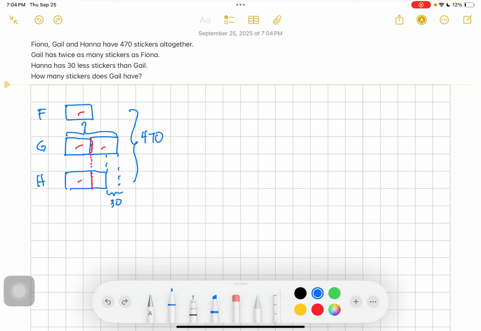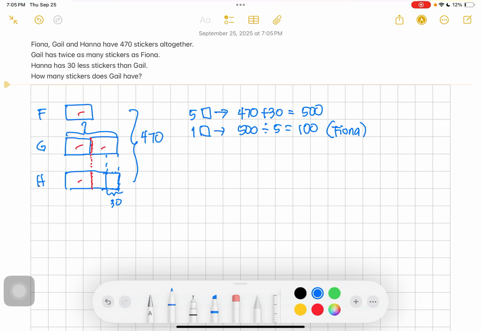If I add the 30, Hannah will have 2 units, Gail will have 2, and Fiona will have 1. So it will be 5 units. 5 units is 470 plus 30, which will give me 500. We now get 1 unit. 1 unit is 500 divided by 5. That's 100. What does this 1 unit represent? It represents Fiona's stickers.